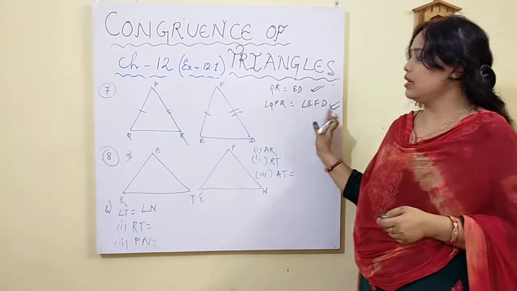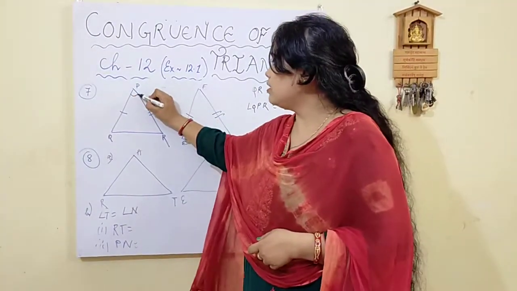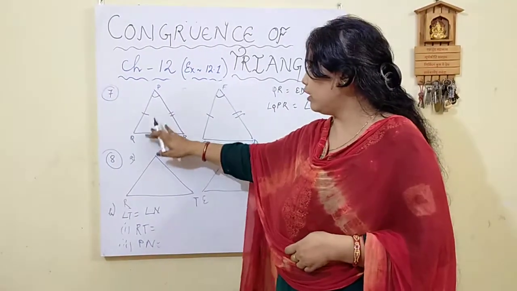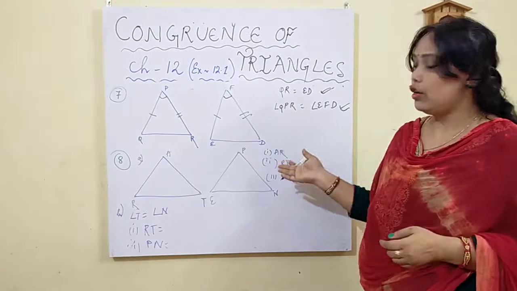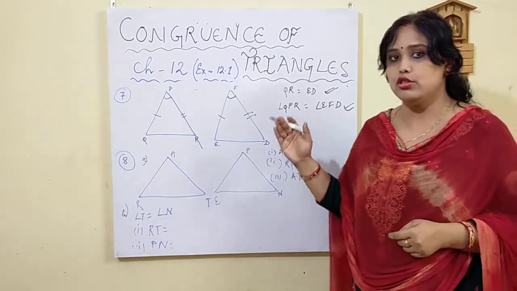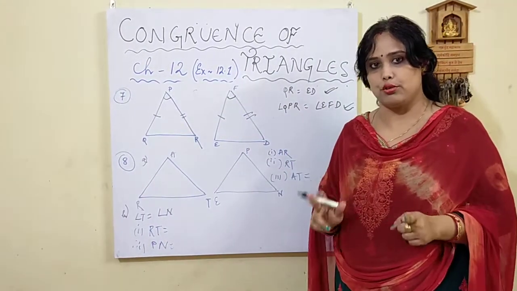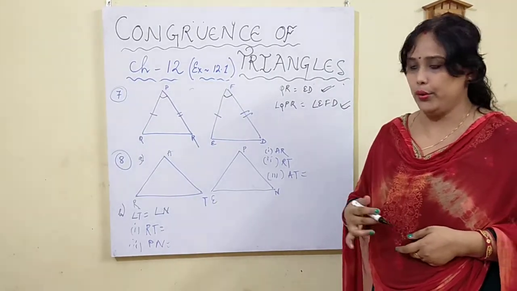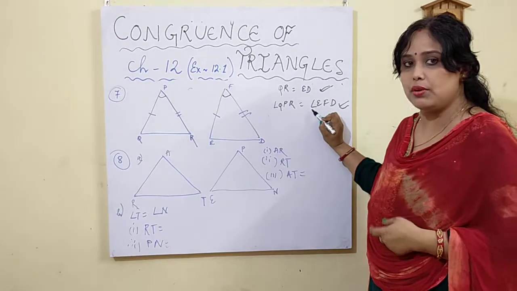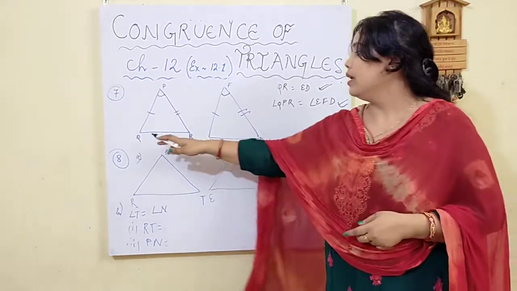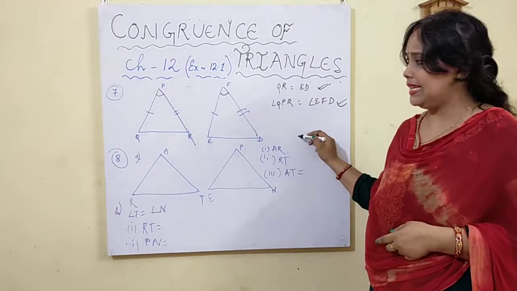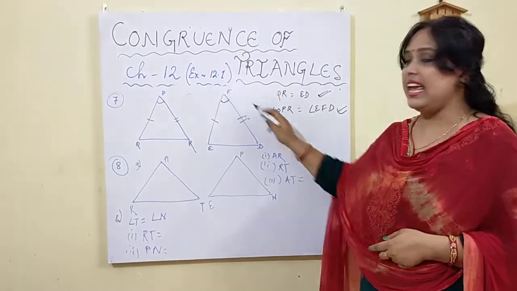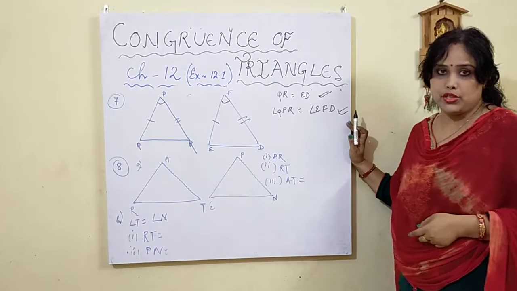These two pieces of information, because children, the angle must be the angle enclosed between the two sides, not any other angle. The angle enclosed between the two congruent sides should also be equal to establish SAS congruence. So what are the two additional pieces of information? QR should be equal to ED or QPR should be equal to EFD. This is question number 7.